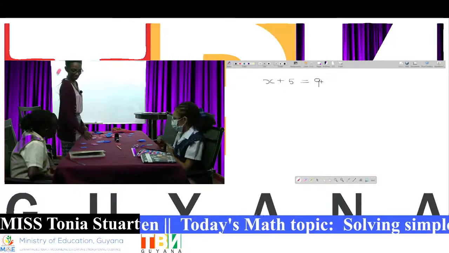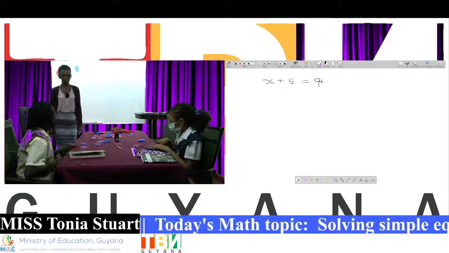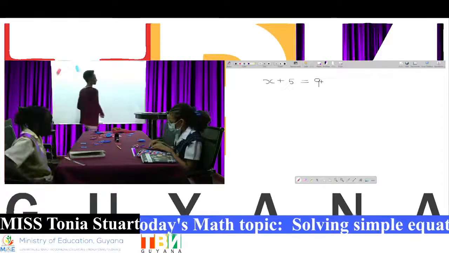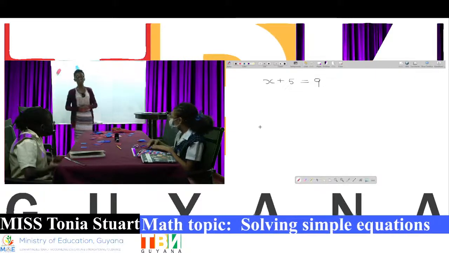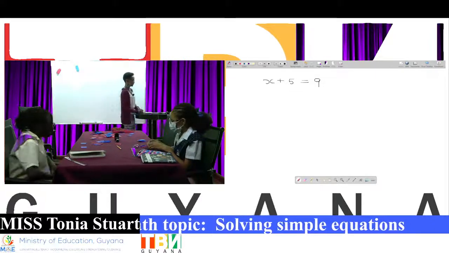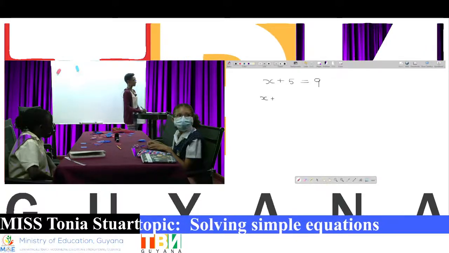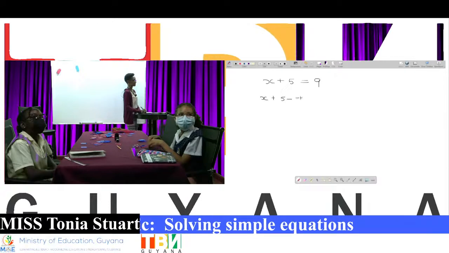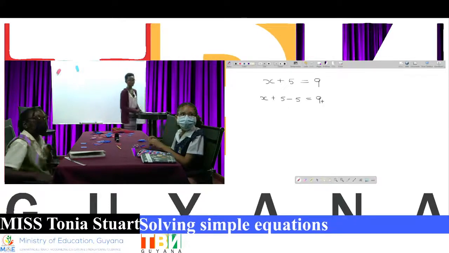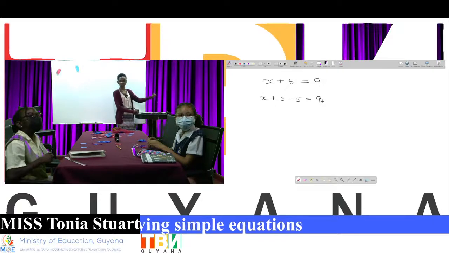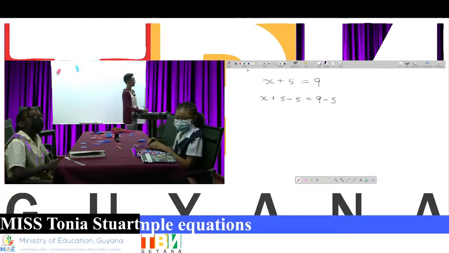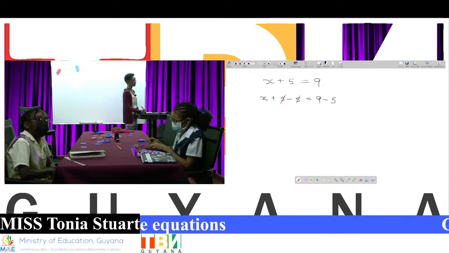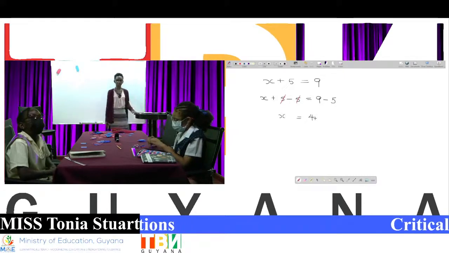So x is equal to what? Count your blue tiles now. 4. See that? x is equal to 4. So 4 plus 5 is actually 9, right? So the algorithm would be x plus 5 minus 5 is equal to 9. Remember we subtract 5 from the left hand side, so we need to take 5 from the right hand side as well. So these two 5s are going to give us 0. And hence we have x is equal to 4.